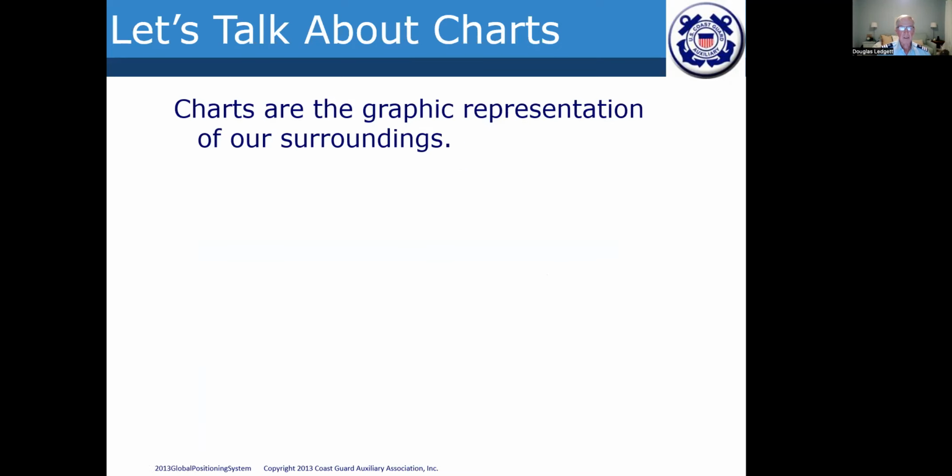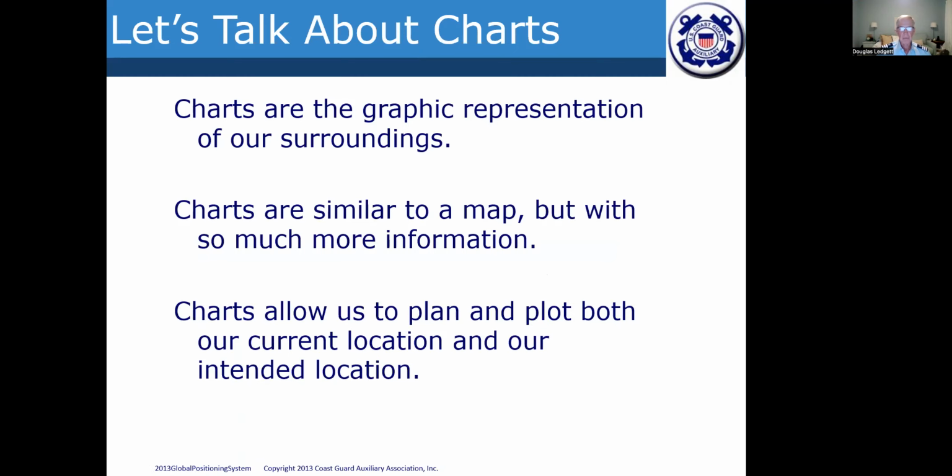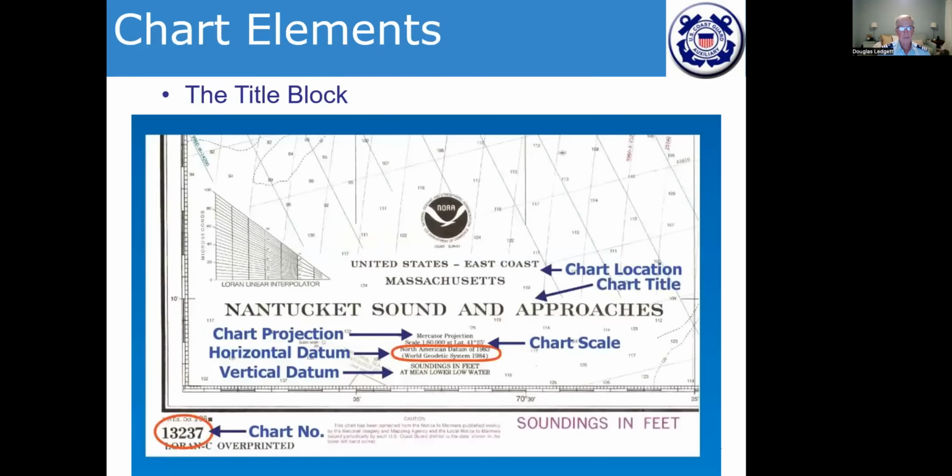Charts are graphic representations of our surroundings. So they're similar to a map. They let us plan and plot our current location and our intended location. And then we can determine how long it will take to get there if we're going at a certain speed and what directions we have to go to get there. Because, and we'll talk about it a little bit, we can't go in a straight line all the time. We need to figure out how to get around obstacles.